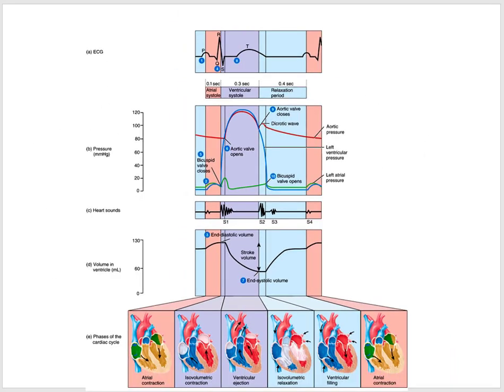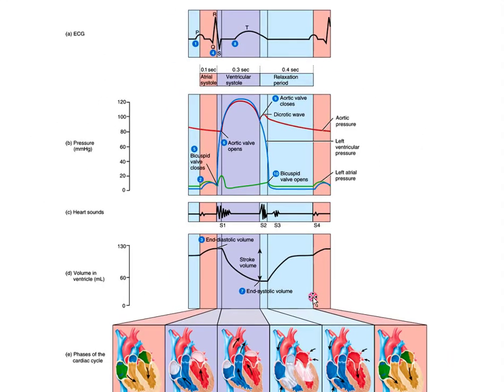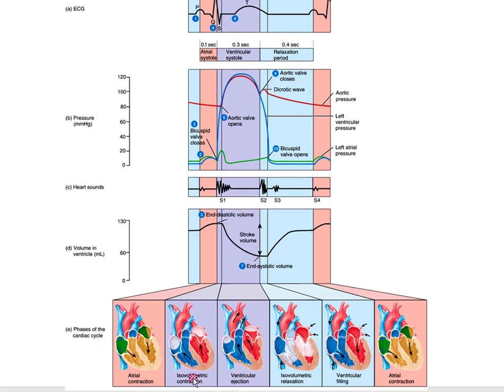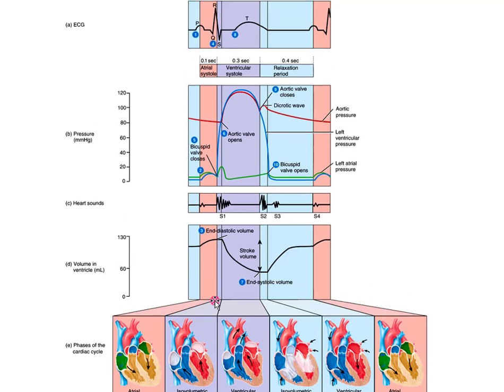If I zoom back out here, we're going to see that this purple phase right over here is looking at isovolumic contraction and then ventricular ejection. So what is that? This is going to be looking at really ventricular systole. And then this part right over here in blue is looking at ventricular diastole. So again, systole is this part right over here, and then diastole is going to be right over here.